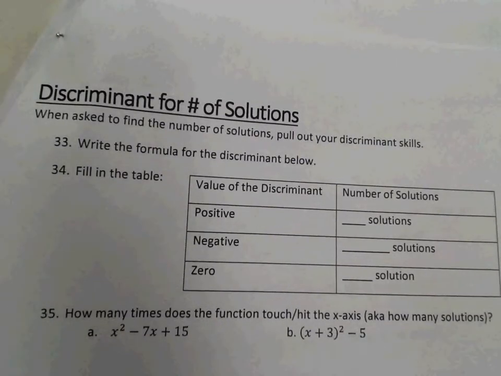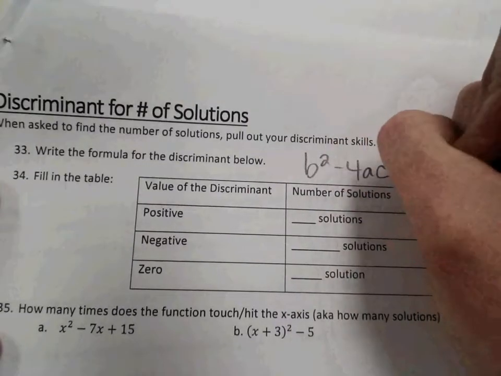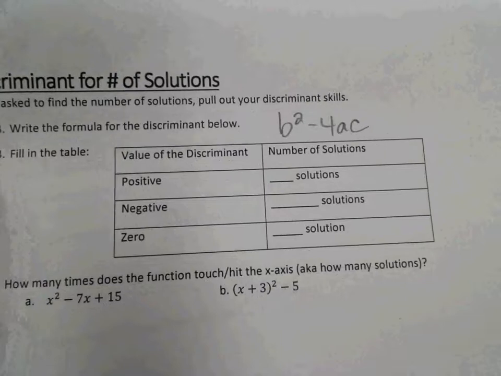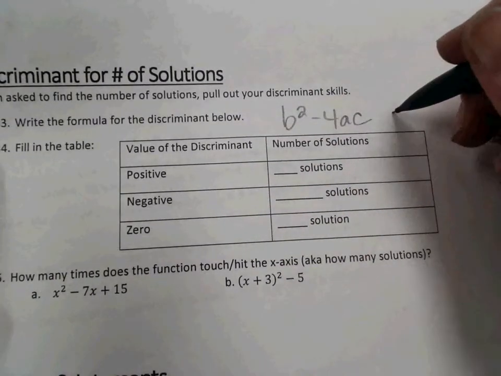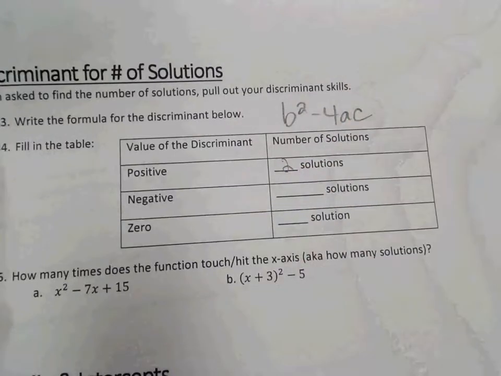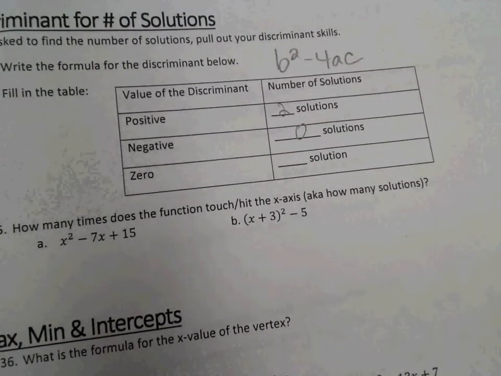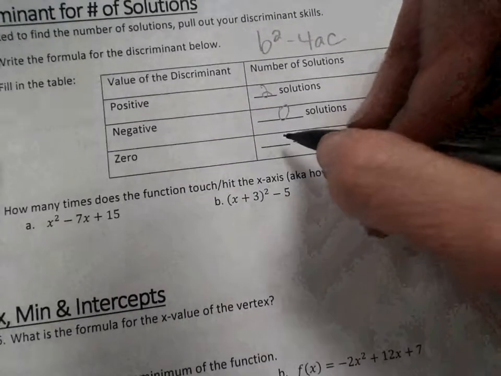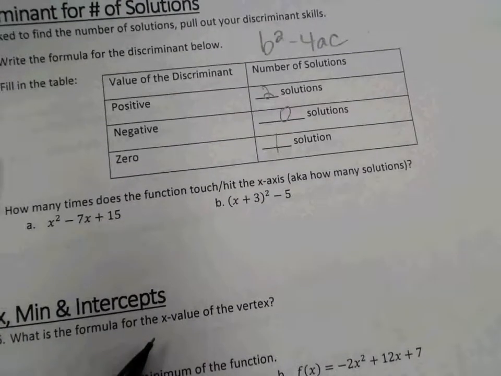33, write the formula for the discriminant. We just talked about that, so that's b squared minus 4ac. The purpose of that formula is to help us determine how many solutions we have. If the value is positive, we know that we have 2 solutions. If the value is negative, we have no real solution. Sometimes we say too complex. And if it is 0, we know that we have 1 solution.